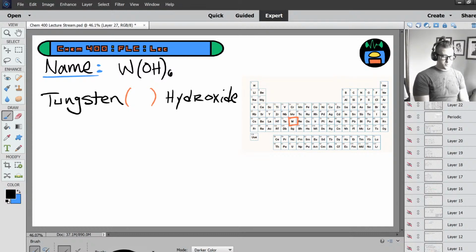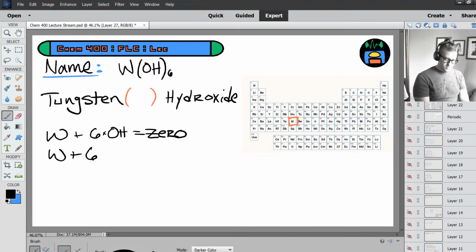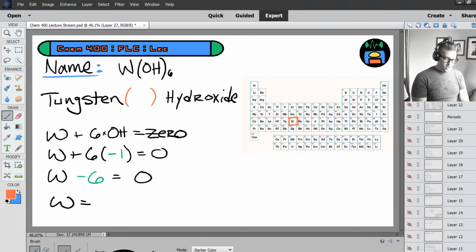All right, and to do this, we know that the charge on tungsten plus 6 times the charge on hydroxide has to add to 0. Now, hydroxide, polyatomic ion, has a charge of -1. So we know that tungsten - 6 equals 0. So that must mean that tungsten in this compound has a charge of +6. So this would be tungsten 6 hydroxide.